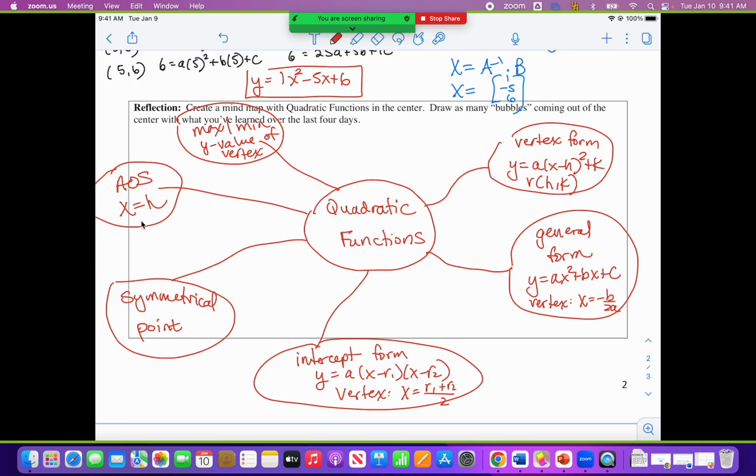All right, anything else? Any other big ideas? Yeah, Jake? Ooh, okay, good. All right. So domain and range. Domain is negative infinity to infinity, and range is connected to the vertex. If it opens up, you have a minimum going up. If it opens down, it's negative infinity up to that. Good.